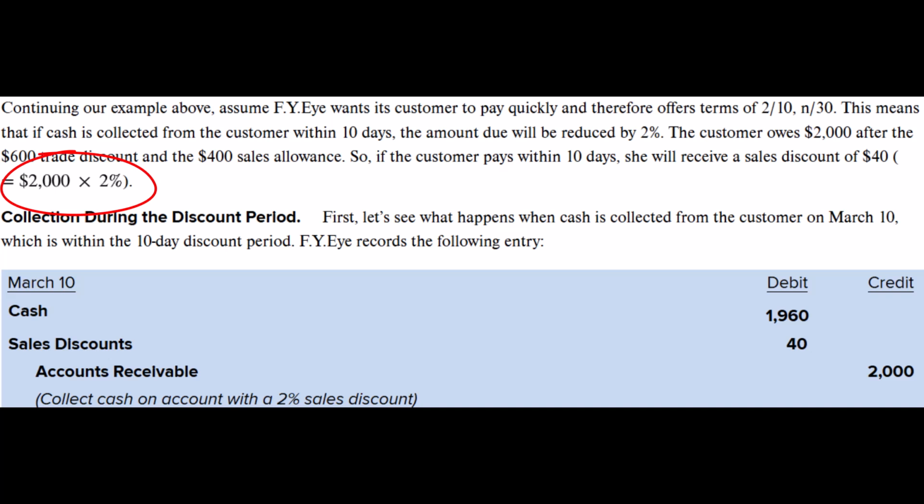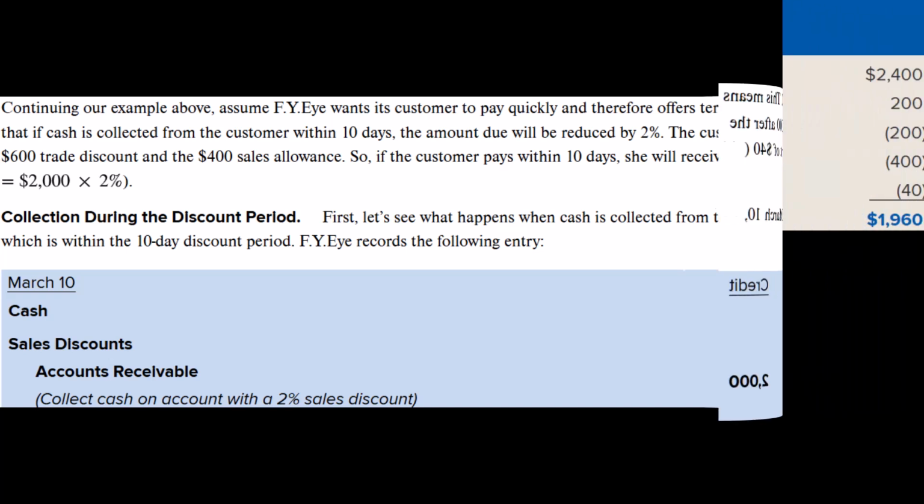When we receive the cash, the entry is a three-part compound entry. A debit to cash for $1,960, a debit to the contra revenue account, sales discounts for $40, and a credit to accounts receivable for the full $2,000 to clear their balance.